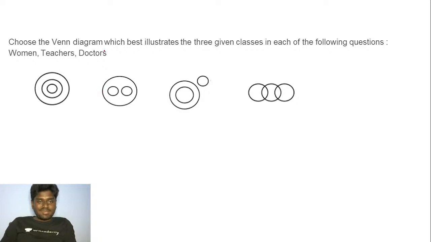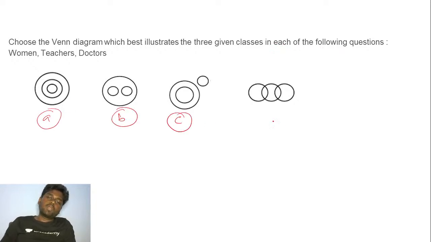So we need to choose the Venn diagram which best illustrates the given 3 classes in each of the following questions. You need to see whether option A or option B or C or D perfectly fits with this.